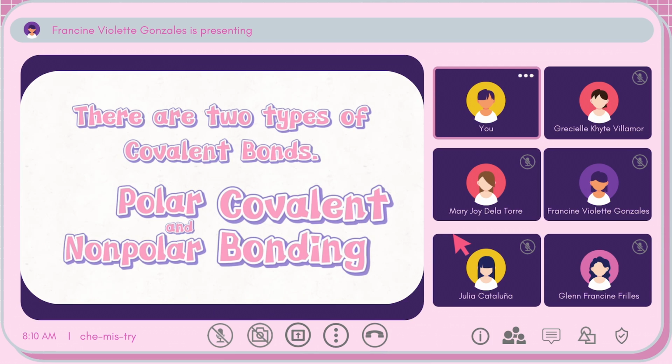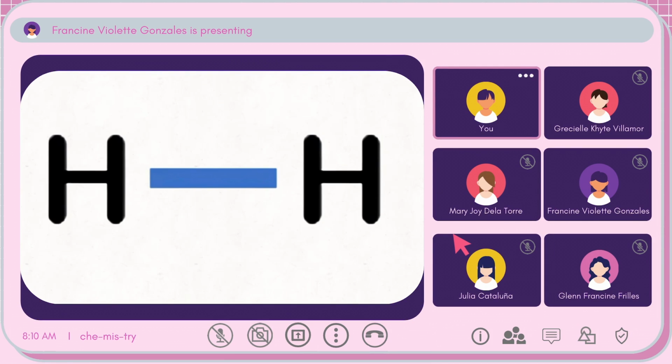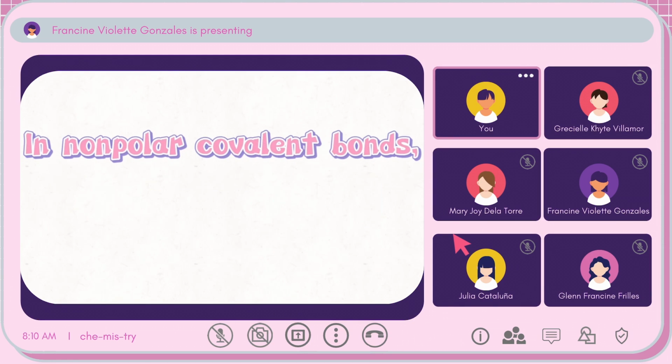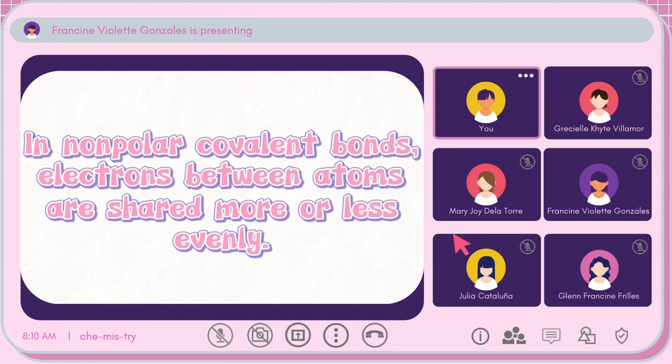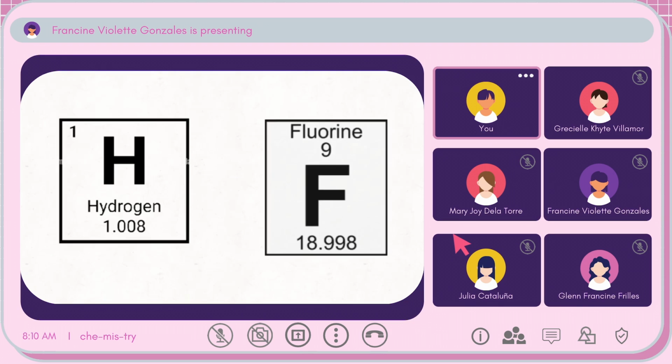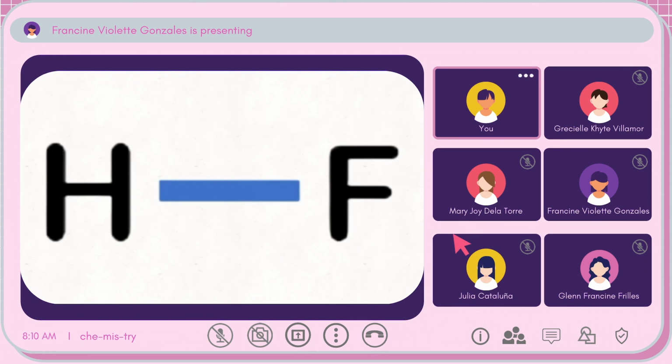Back to the first example, hydrogen. The bond between 2 atoms of this kind is called a non-polar covalent bond. Herein, electrons are shared evenly. In non-polar covalent bonds, electrons between atoms are shared more or less evenly. On the other hand, let's have another example. The bond between hydrogen and fluorine. Because fluorine is found to be more electronegative than hydrogen, fluorine tends to pull electrons toward itself.